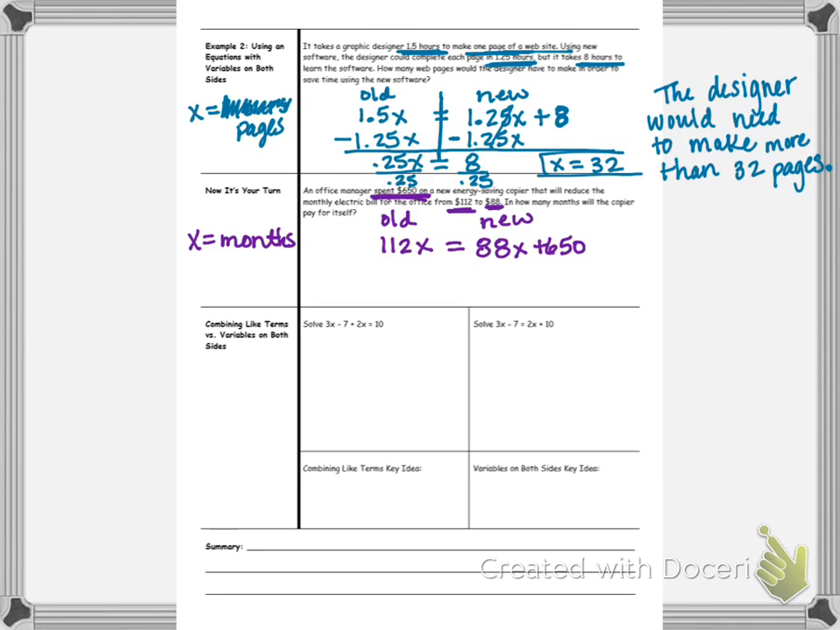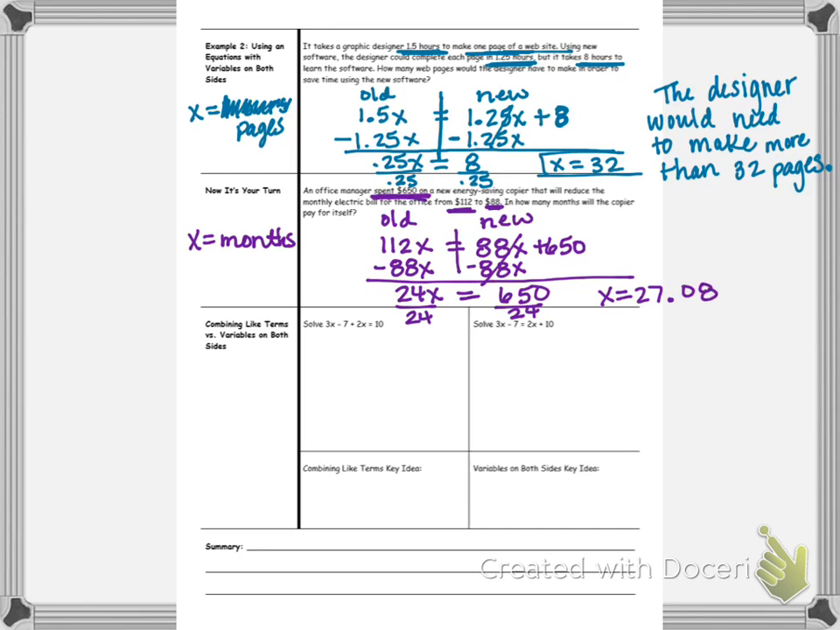Okay, so once again, this setup has it where it only makes sense to go and move the 88x, because if I move the 112x, there wouldn't be anything on the left, and then it would cause me to do double work, and I have to move something else over. So that gives me 24x equals, bring down the 650, divide by 24, and then x equals 27.08.